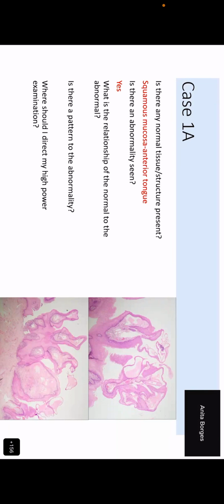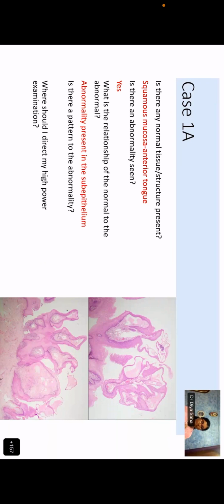The abnormality is present in the subepithelial tissue, right? It is in the stroma. Yes, ma'am. So is there a pattern to this abnormality? What is the pattern? You've described it. So this is just a way of putting it all together. Ma'am, back-to-back arrangement. It is dilated cystic spaces, okay? Now, the fifth question always is, where should I direct my high power examination?